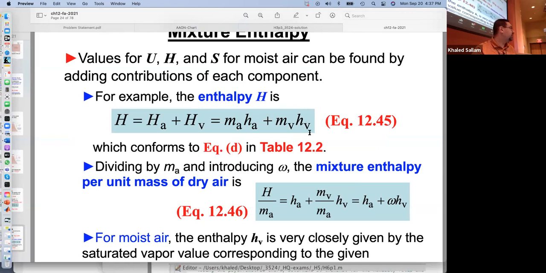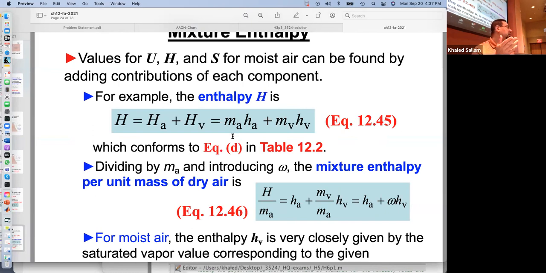If you want to get the H vapor, you want the enthalpy of the vapor. Where do you get that? Where do you go to get the enthalpy of the vapor? Steam table. And H air, air at 25 degrees C, and you want to get its enthalpy.